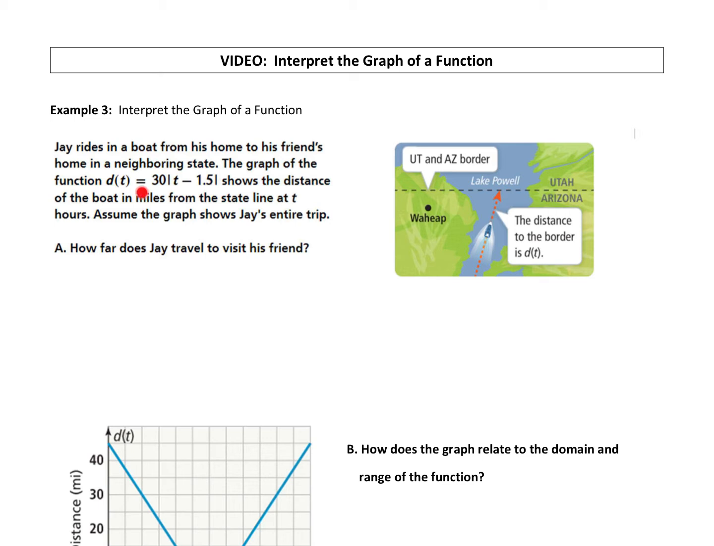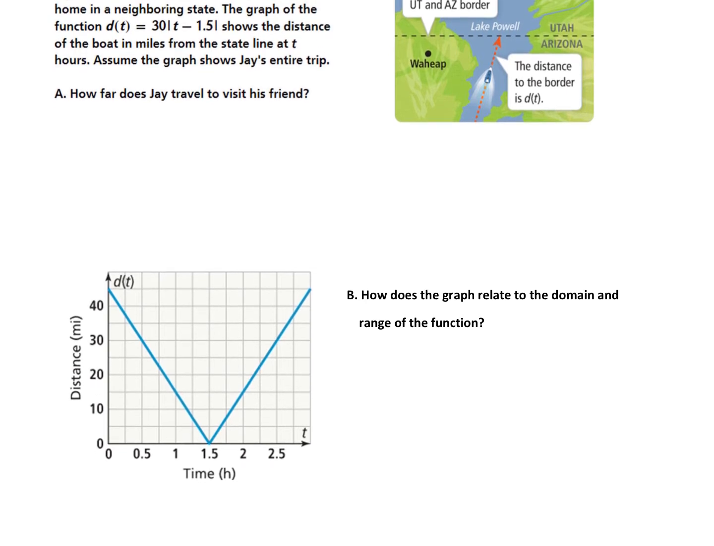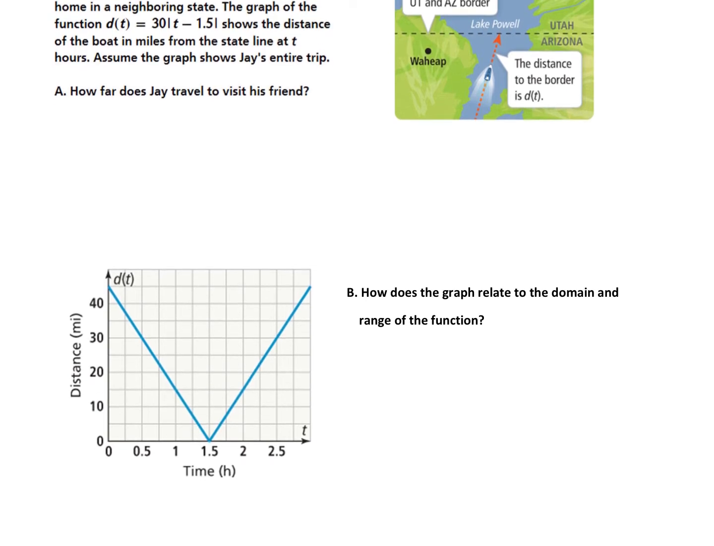The graph of the function d of t equals 30 times the absolute value of t minus 1.5 shows the distance of the boat in miles from the state line at t hours. Assume the graph shows Jay's entire trip. So I want to talk about this graph right here. So here's a graph of that function.